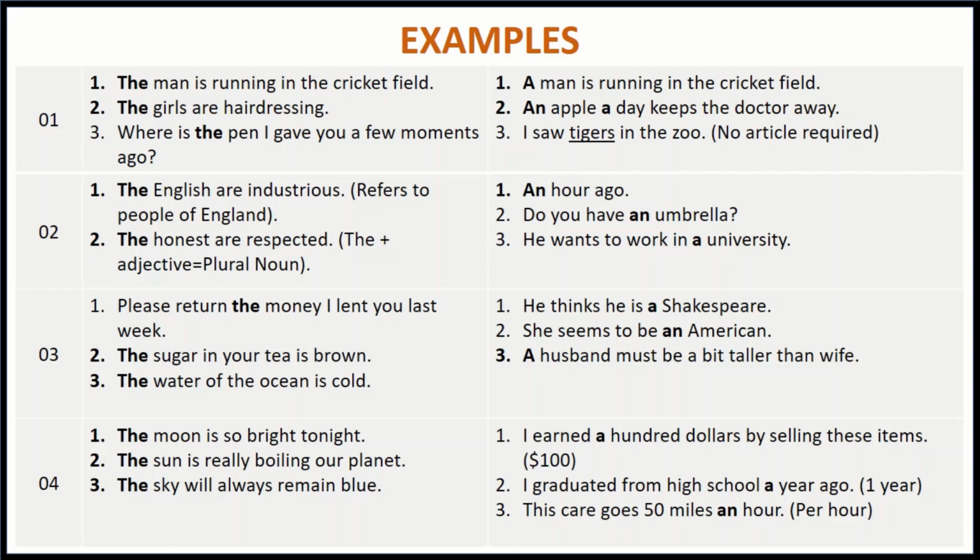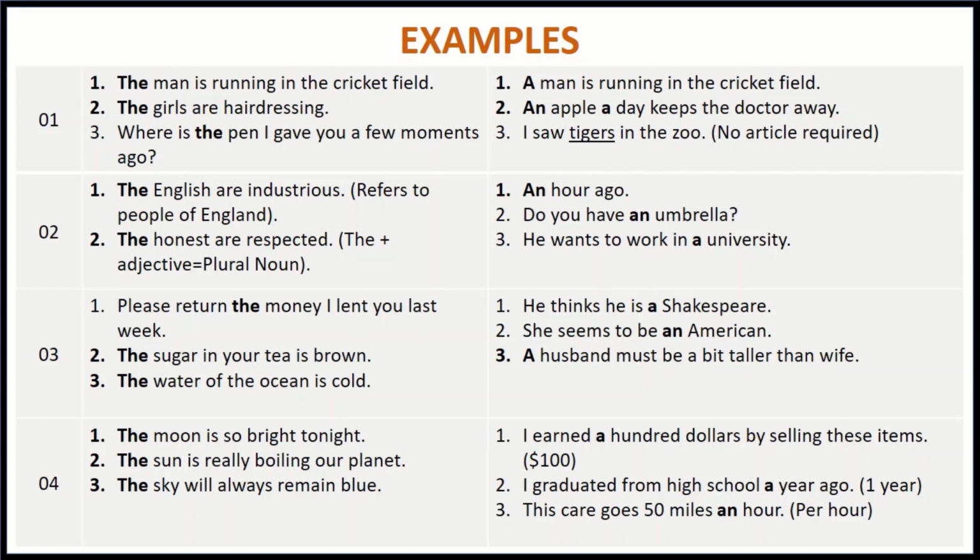Rule number three of indefinite articles: he thinks he is a Shakespeare. Basically, we make a proper noun into a common noun. Making a proper noun into a common noun means that's where we use our indefinite article. Shakespeare is a proper noun, but we are using it as a common noun in this case. Therefore, he thinks he is a Shakespeare, not the original one, but I mean he thinks like that.